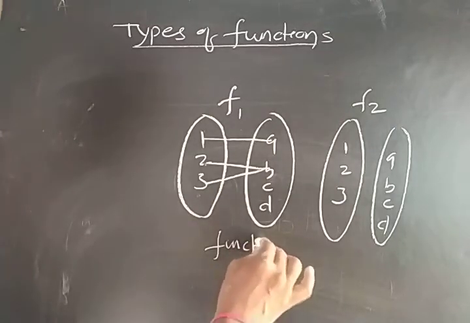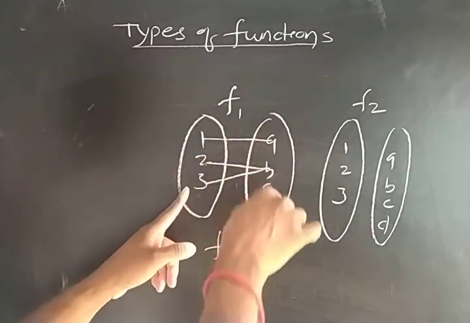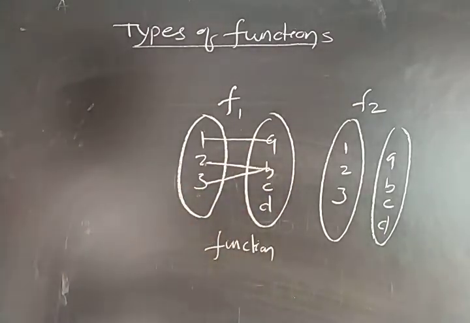Okay, first it is a function. Now I am going to check 1-1 first. Different elements are not having different images. Why? Because 2 and 3 are different elements, but the image is the same. So it is not 1-1. Not 1-1. Okay, clear. Now onto.